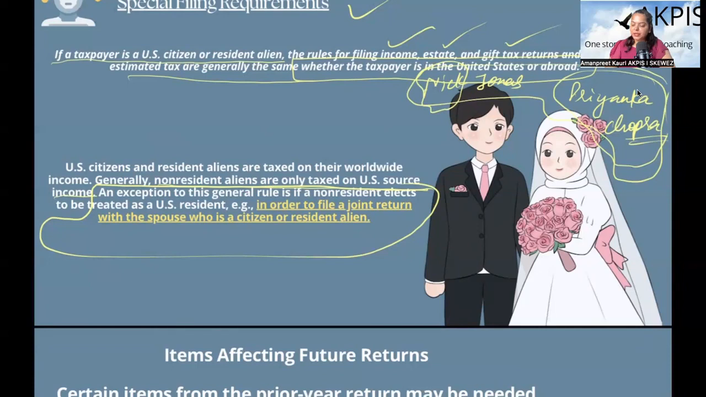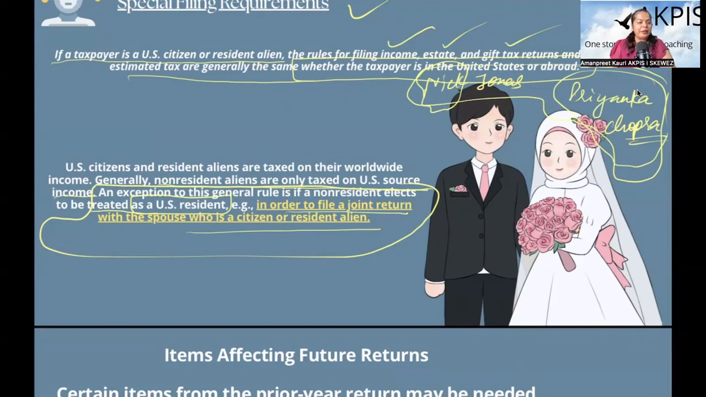But if Priyanka Chopra, in the given case a non-resident, chooses to be treated as a US resident, why has she chosen to become a US resident when she's not one? To claim jointly filed return benefits, right? So in this particular situation, in order to file a joint return, her entire worldwide income, even the income which is earned in India by Priyanka Chopra, would be subject to tax in America. Why? Because she has elected herself, suo moto, on her own, to be a US resident for the purpose of filing a joint income tax return.